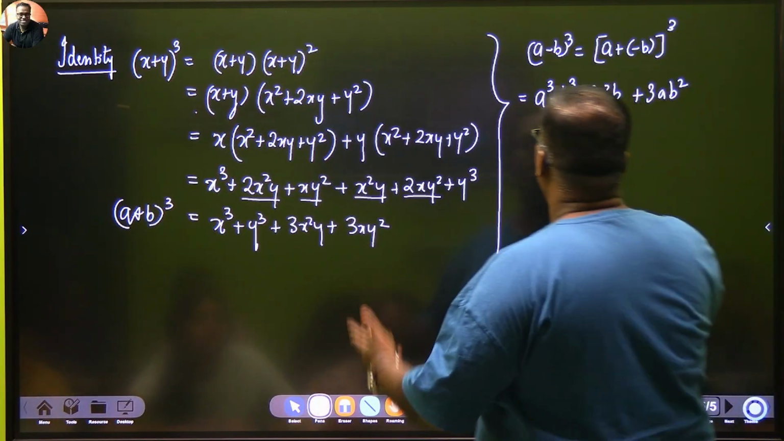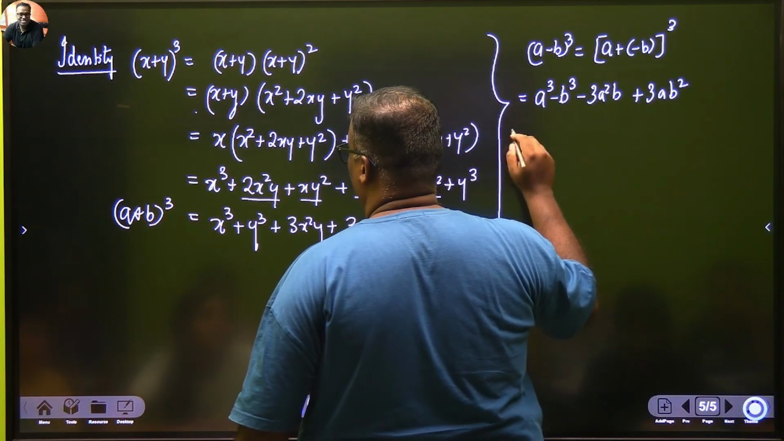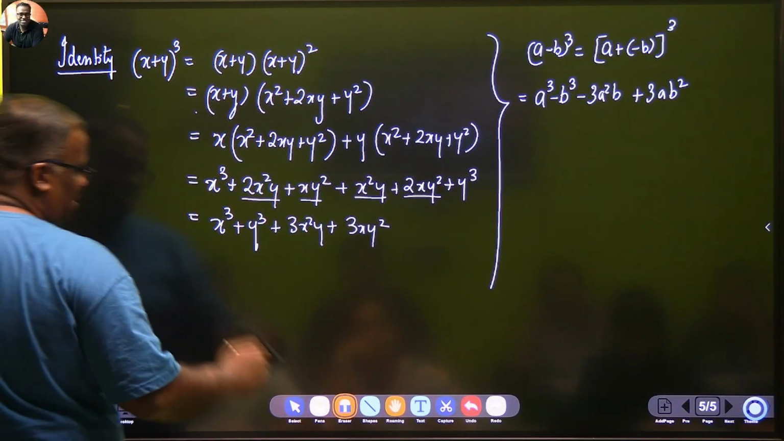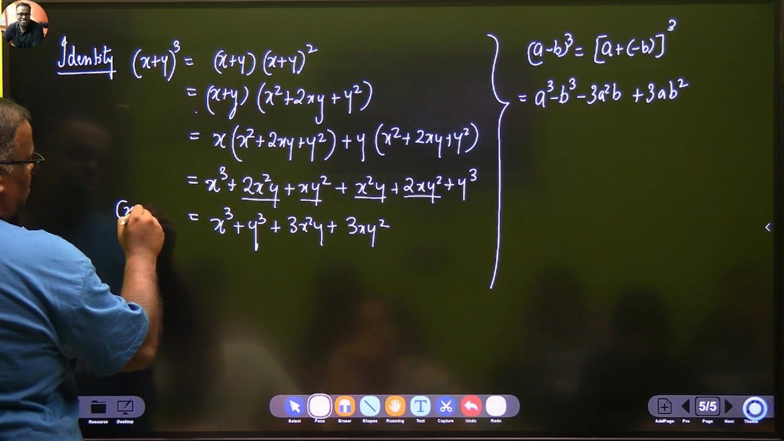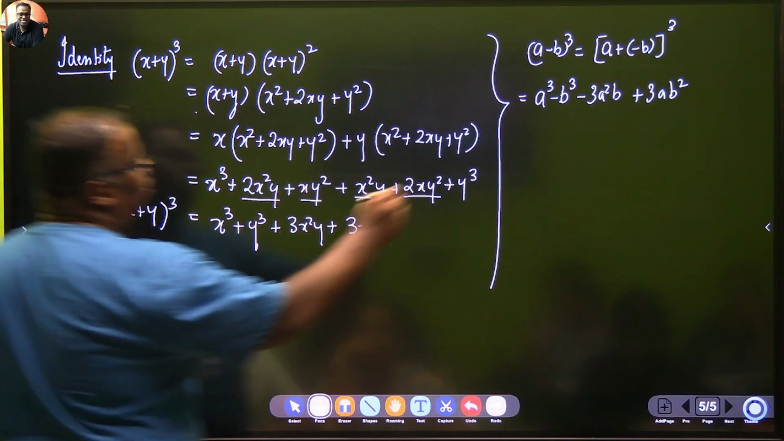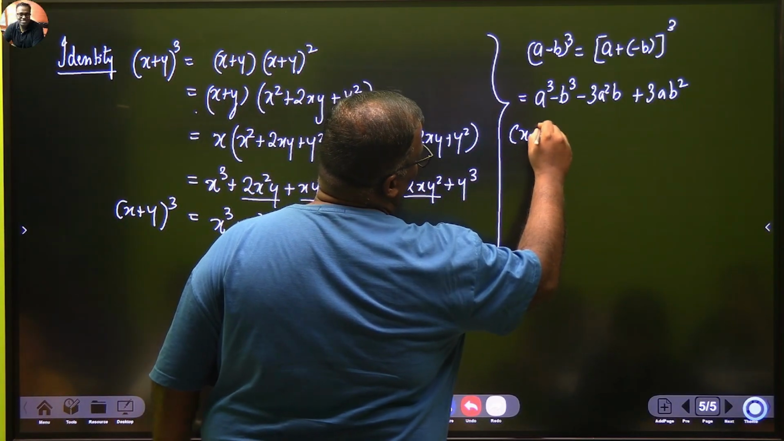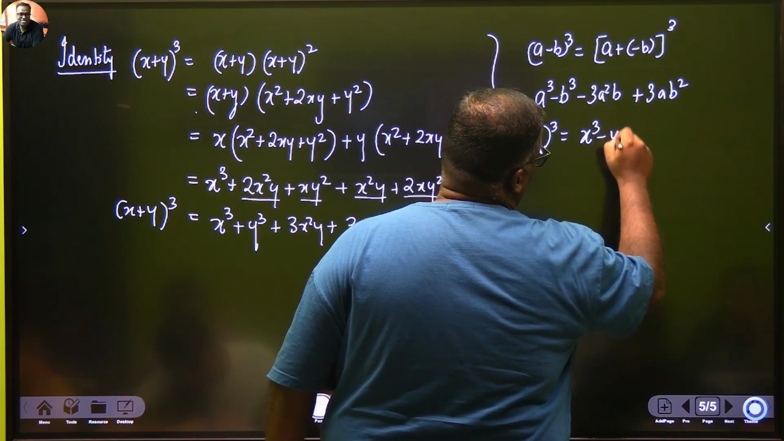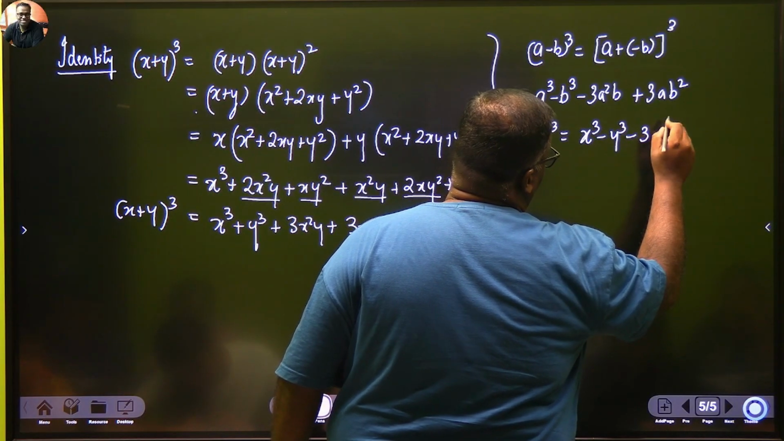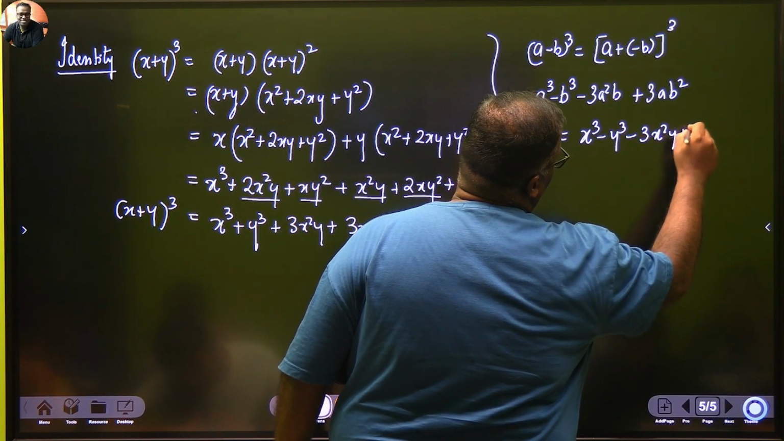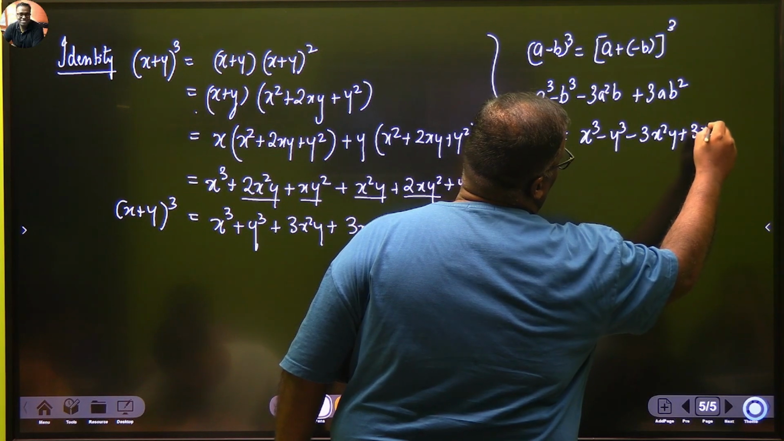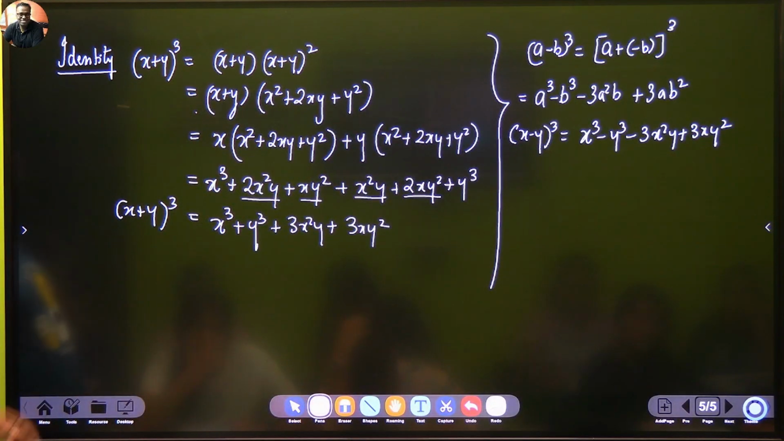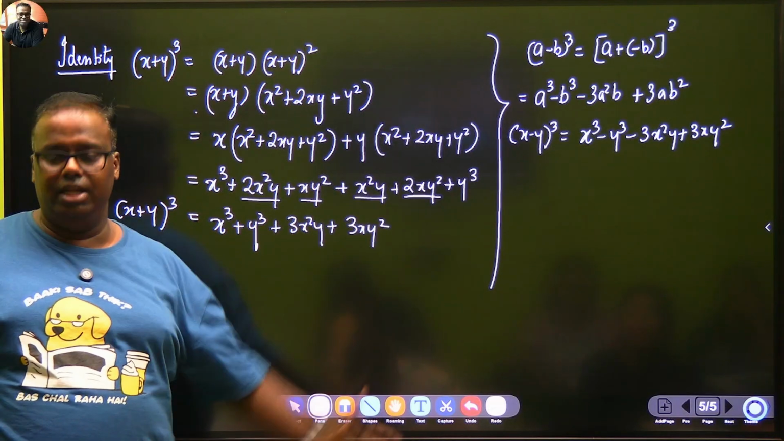Now if you want to write it in your format, why did I write a plus b? This is x plus y, x plus y whole cube. So if you want to write x minus y whole cube, it becomes x cube minus y cube minus 3 x square y plus 3 xy square. This is the most detailed expansion.